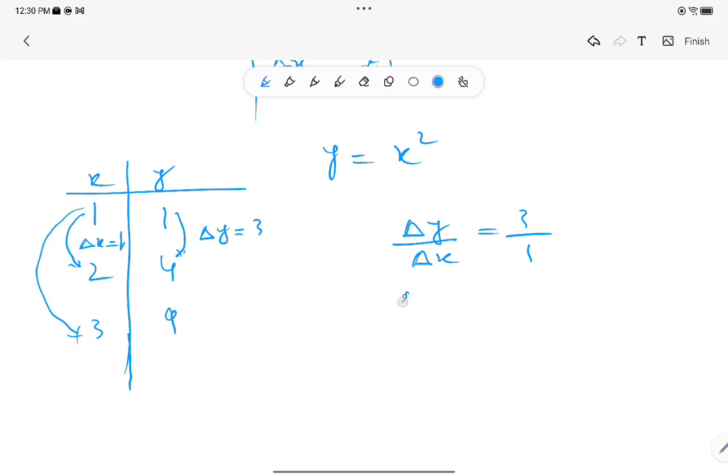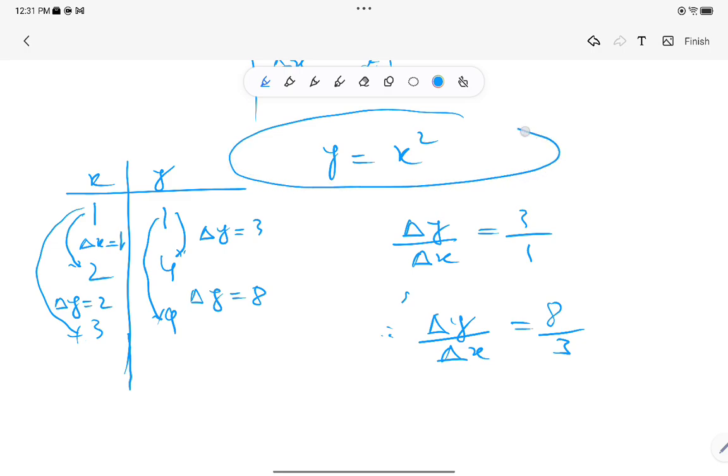Okay, now suppose you take these two. 3 minus 1, that is 2. Delta x is equal to 2. And 9 minus 1, that is 8. So delta y is 8, delta x is 2, therefore delta y by delta x is equal to 8 by 2, that is not equal to 3. You can divide 8 by 2, of course, but you will not get 3. This means that this is a relation where rate of change changes. It does not have a constant rate of change. Its rate of change changes.